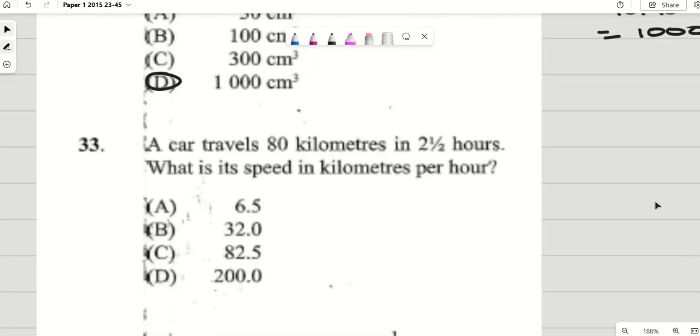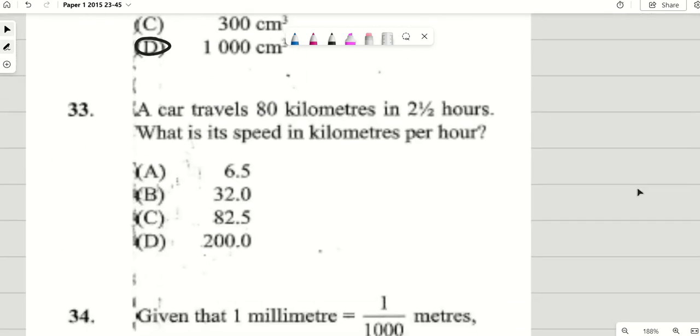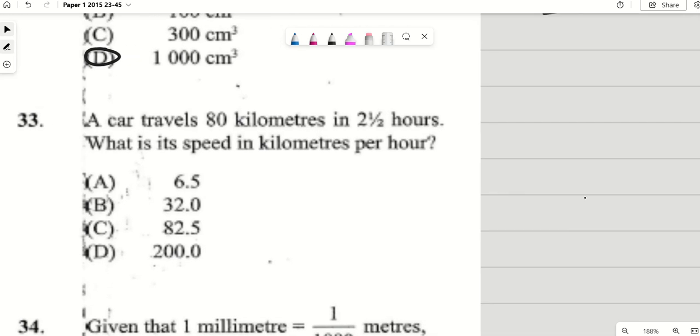A car travels 80 kilometers in 2.5 hours. What is the speed per hour? So for 1 hour, okay, let's write down the statement here. You could use your formula, right? Speed is distance over time, right? Which is 80 divided by 2.5.